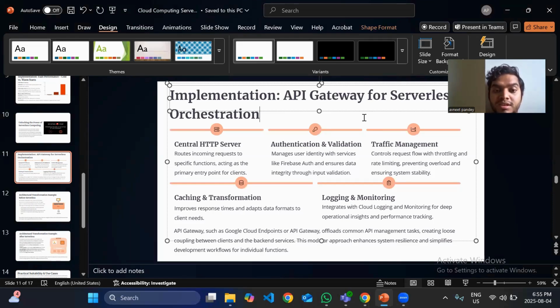As I said, the implementation consists of several steps. They use a centralized HTTP server, as I mentioned, that there's one serverless file, and everything is written in that file only.